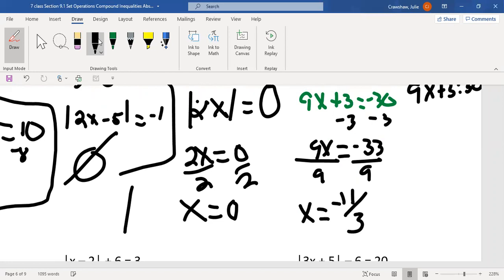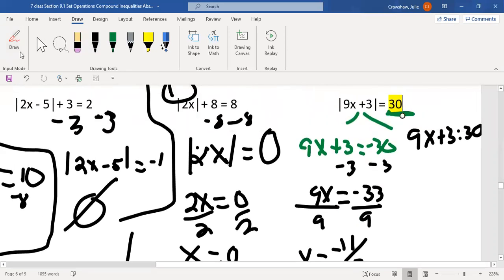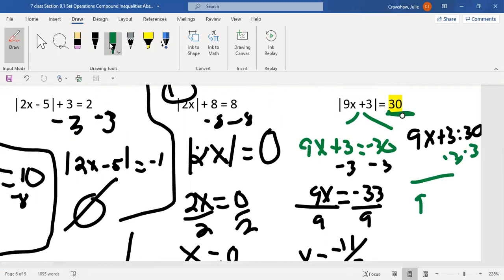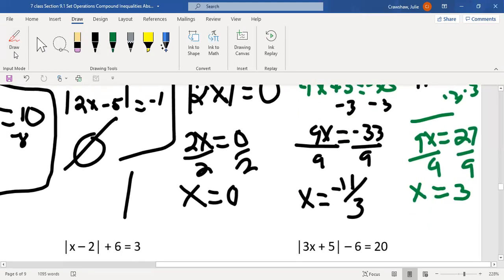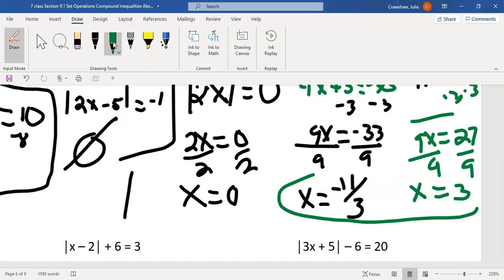That's one answer. And then I go back up here and I solve my other equation, minus my 3, and I get 9x equals 27. Divide by 9, and I get x equals 3. So you may have a fractional answer for one of yours. Sometimes they both are fractions. Those are going to be my two solutions to this equation.